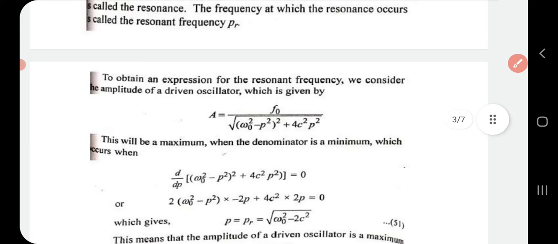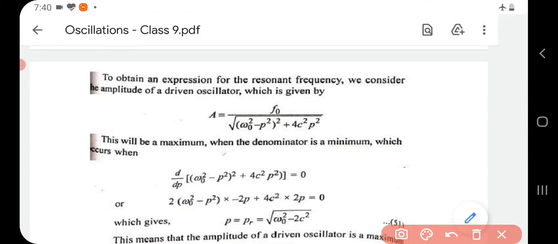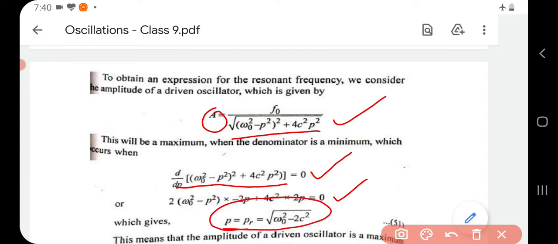Now in order to obtain an expression for resonance frequency, we have to consider the amplitude of the driven oscillator, which we have already derived in the last class. For this amplitude of oscillation to become maximum, the condition is that the derivative of the square root of the denominator should be 0, this one. Now you just differentiate this with respect to P, you will get like this. Then finally you will get the value of P, the driving frequency or the resonant frequency PR, as root of omega 0 square minus 2c square.